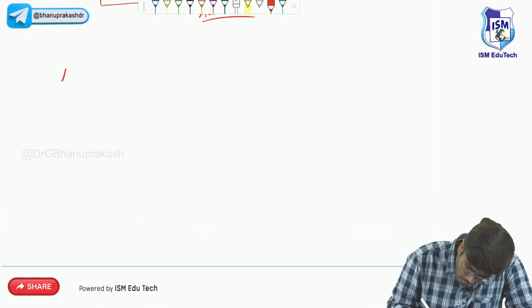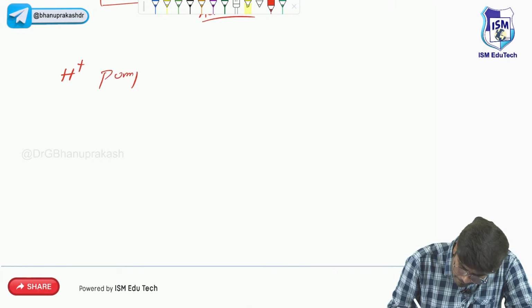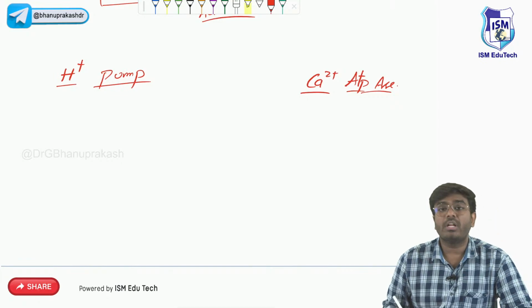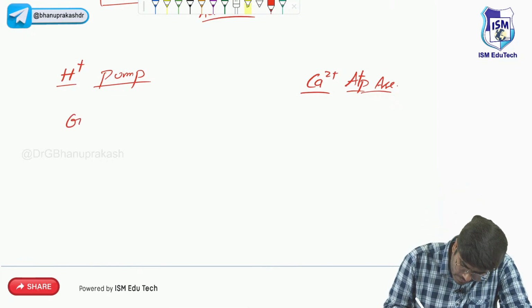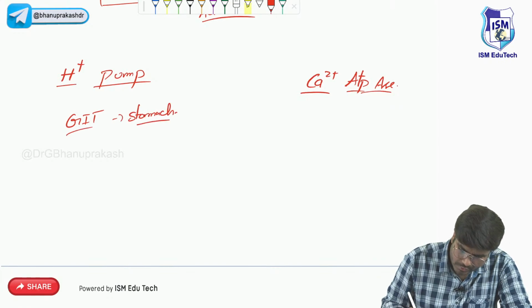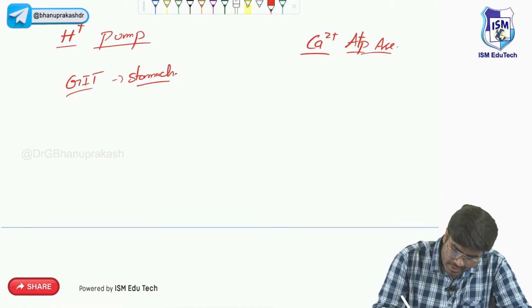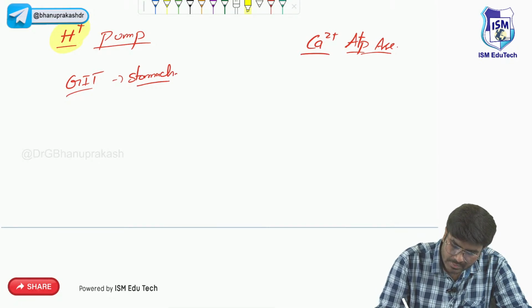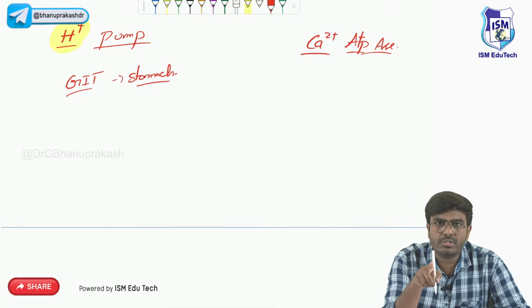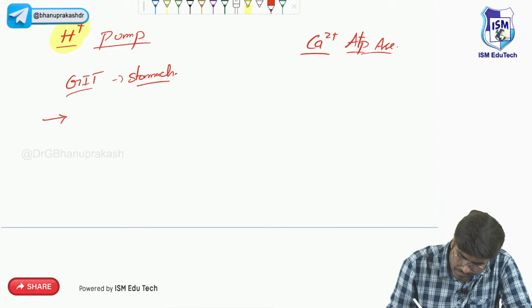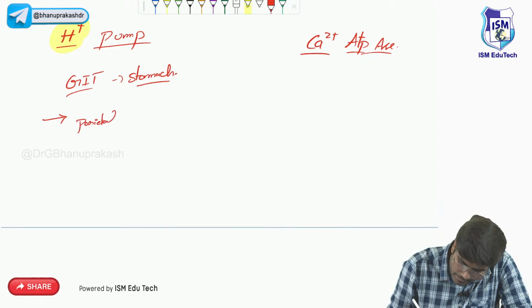Right now let's talk about the proton pump and calcium ATPase. Where is the proton pump present? Sir, in your GIT, in your stomach. Now, for example, in your stomach, acid is being produced, right? H plus, protons, means nothing but acid. Can you name the cell which produces acid? It is called the parietal cell.